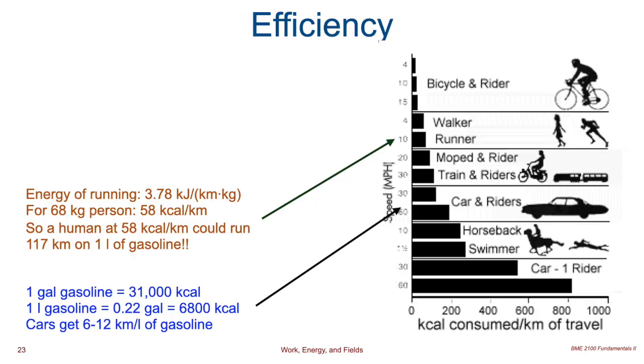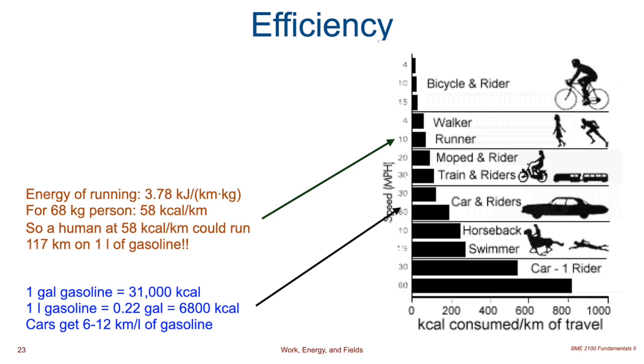Now we look further up the scale and we say, what about the walker or the runner? Well, the energy of running and walking is something like 3.78 kilojoules per kilogram per kilometer. So mass plays a factor here, of course. The heavier you are, the more energy needed to move you as a runner or a cyclist. So approximately here we did a 68 kilogram person. We end up with something like 58 kilocalories per kilometer. That's what the energy cost is of moving along the road at some moderate speed.